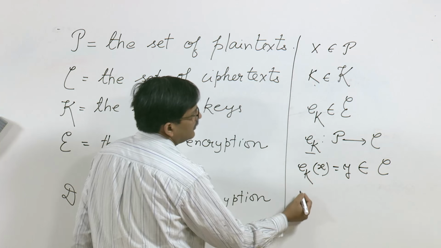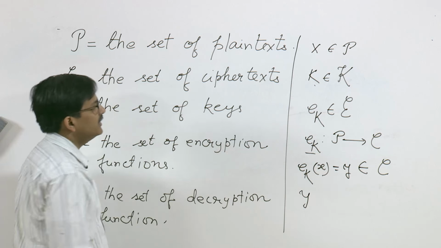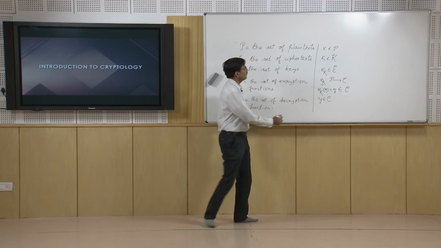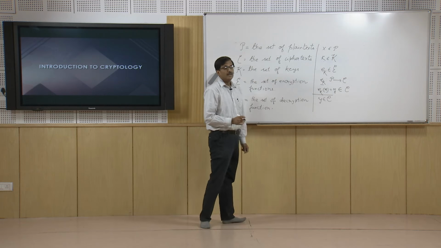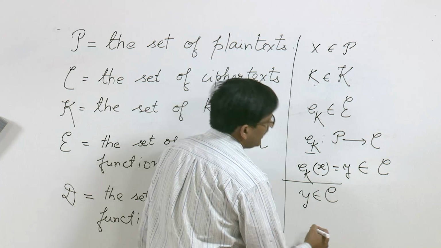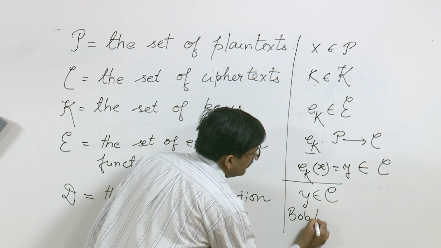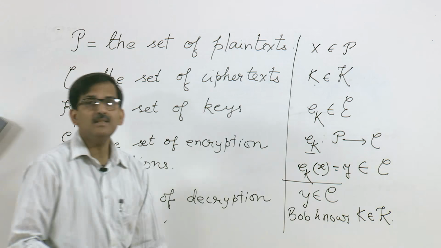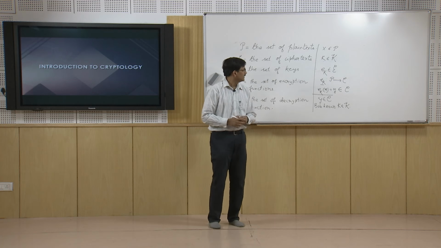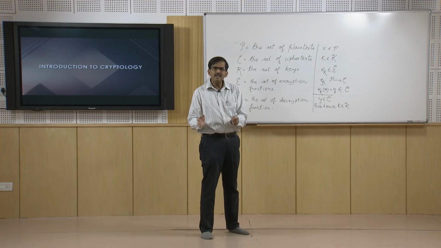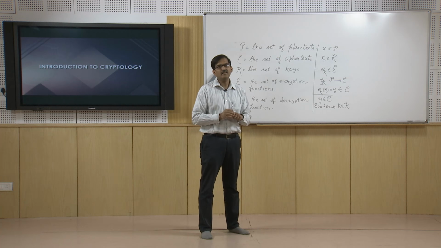What Bob does is that Bob receives a symbol in the set C, that is a cipher, that is what Bob is receiving. Now here we assume that somehow Bob also knows the key capital K. So we have to write somewhere Bob knows K belonging to script K. Now the question is, how does Bob know this key? In our model, somehow Alice has to send this capital K to Bob.